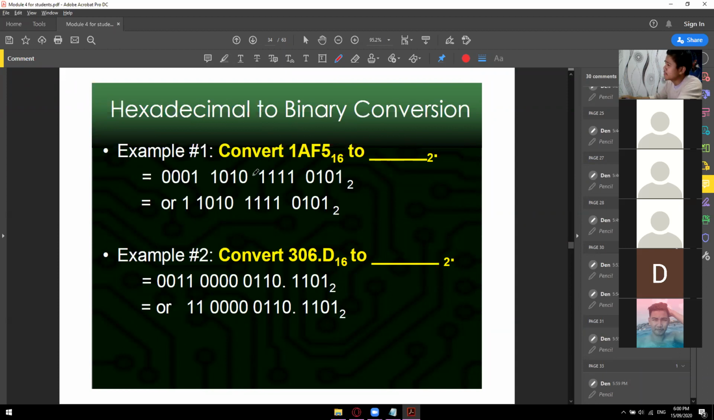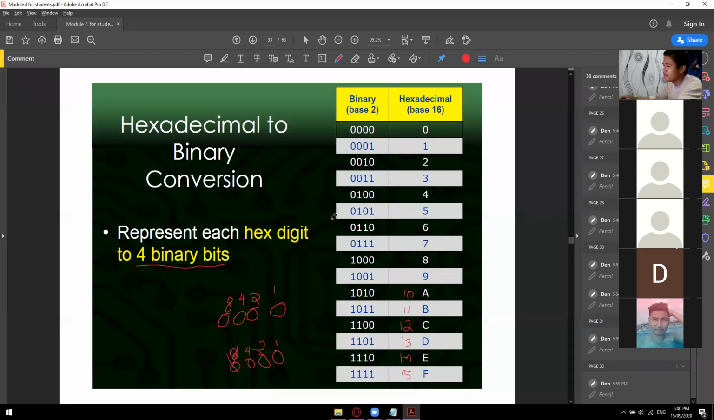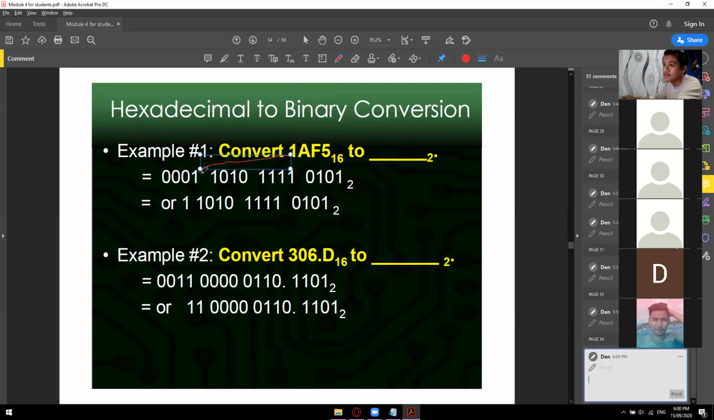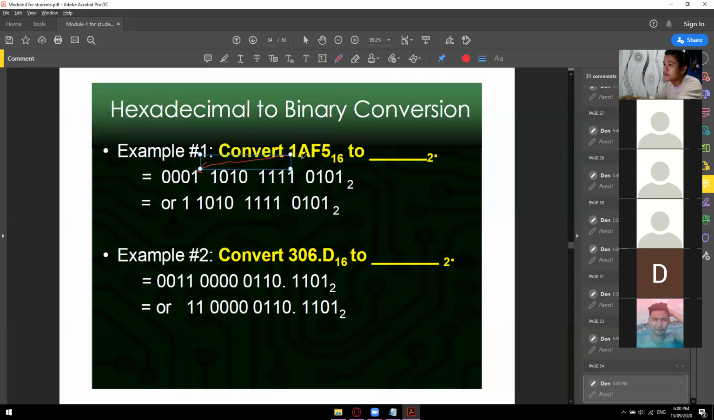So, actually, sobrang dali nito, parang hindi nyo naman i-memorize eh. Basta alam nyo yung pinaka-right side is 1. Then just simply multiply it by 2. 1, 2, 4, 8. And yun na yun. Okay, so convert natin to isa-isa. So, itong 1 na to is representing this 4-bit binary. This letter A is this 4-bit binary. This letter F is 4-bit. And then another 4-bit.